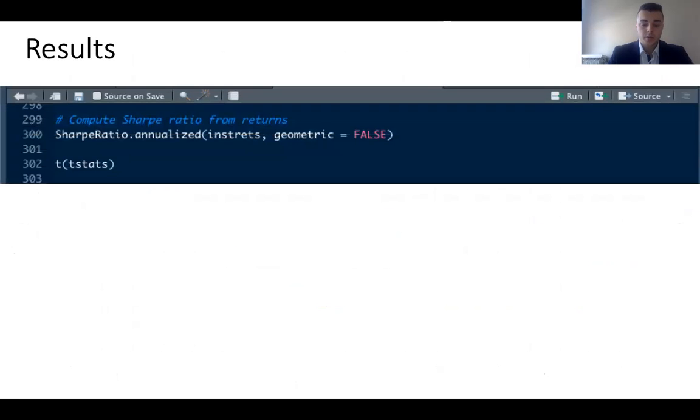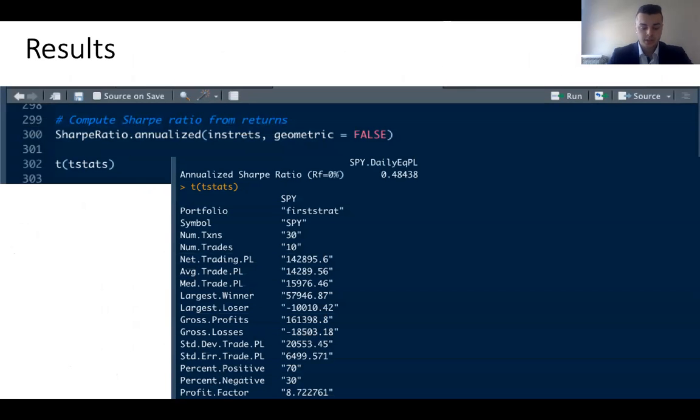Finally, we compute the Sharpe ratio and apply the T function to get statistical results. Here are some important statistical indicators such as Sharpe ratio, gross profits, percentage of positive and negative trades, and profit factor. As we can see from the stats below, the annualized Sharpe ratio is 0.48. Our strategy backtest gave us 70% of positive trades and 30% of negative trades, and the profit factor is 8.7, which is a very good result and shows that our strategy is successful with the current stock.